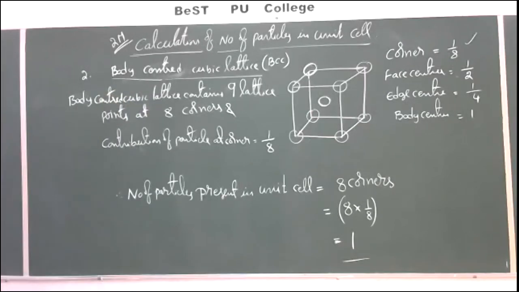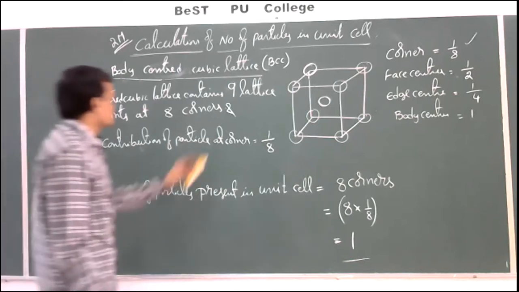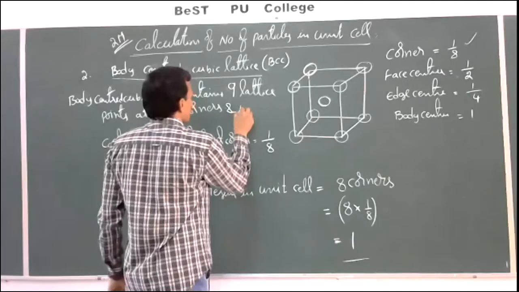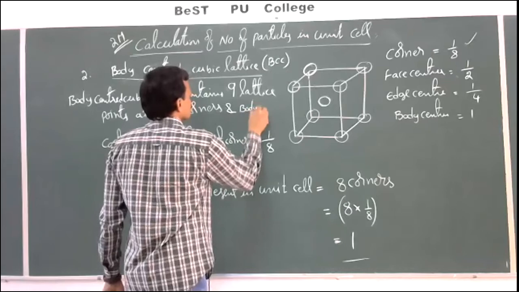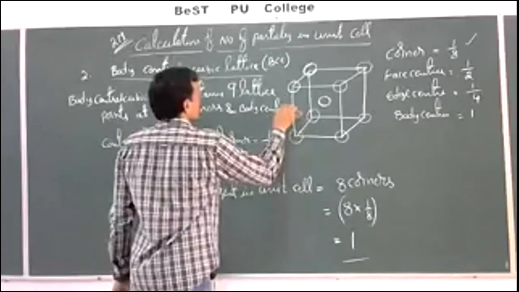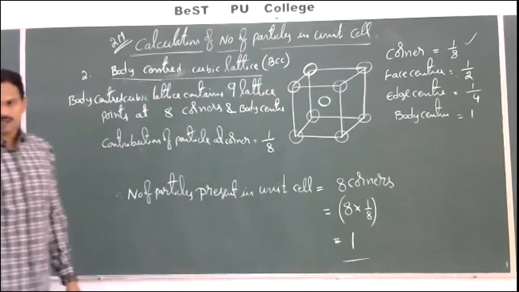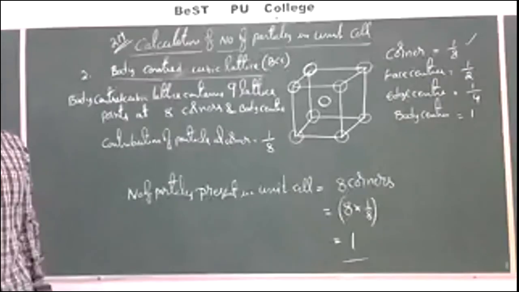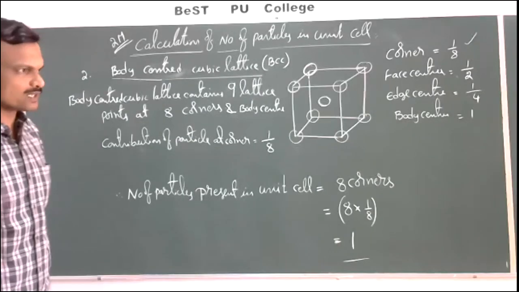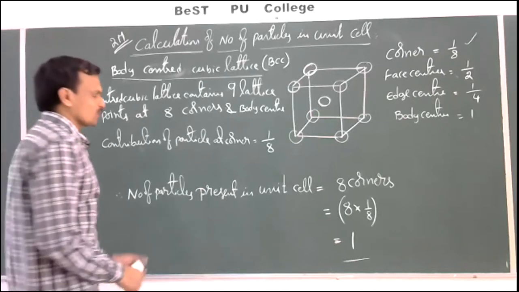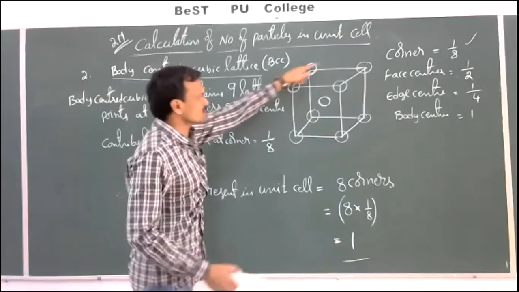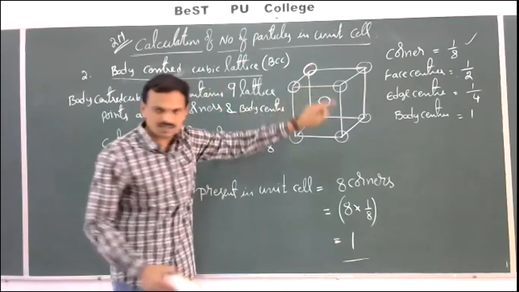Body centered cubic lattice contains 9 lattice points at 8 corners and body center. This is the position of the particles. So body centered cubic lattice contains how many lattice points? 9. What are their positions? 8 corners and 1 body center.